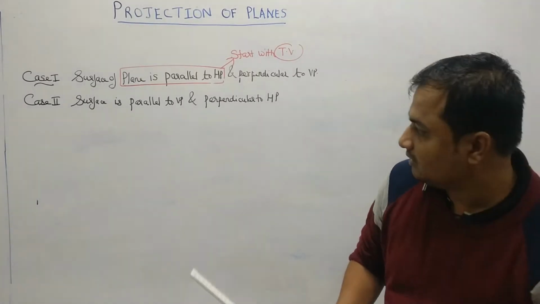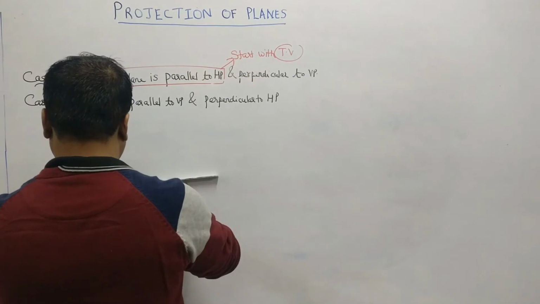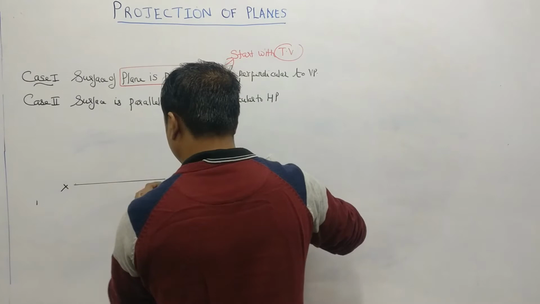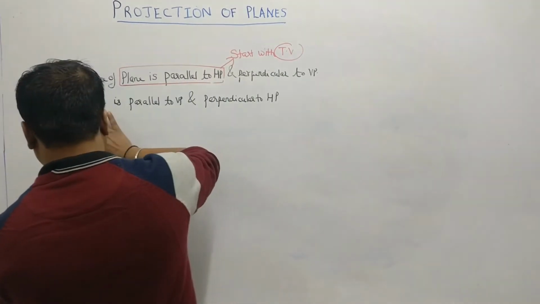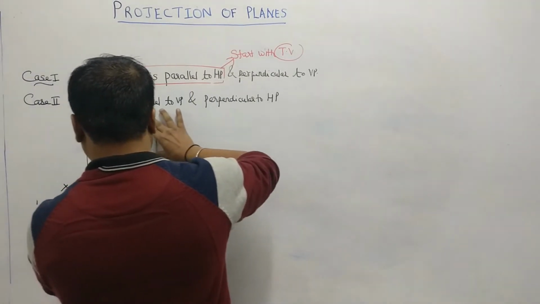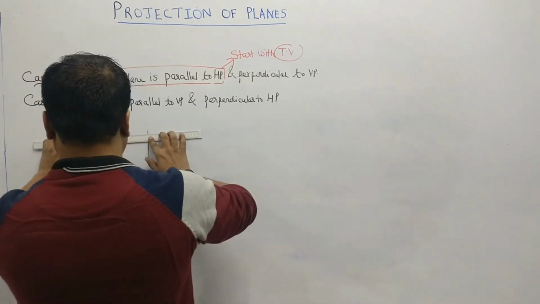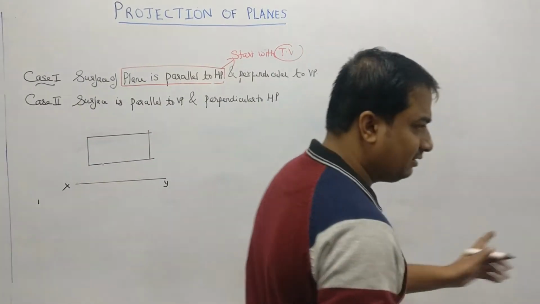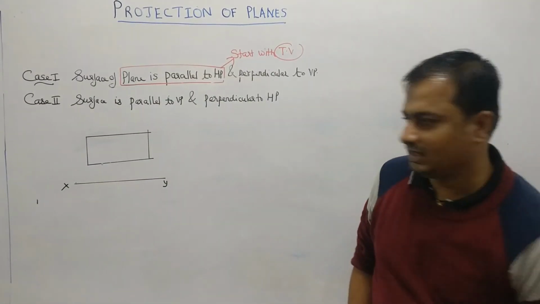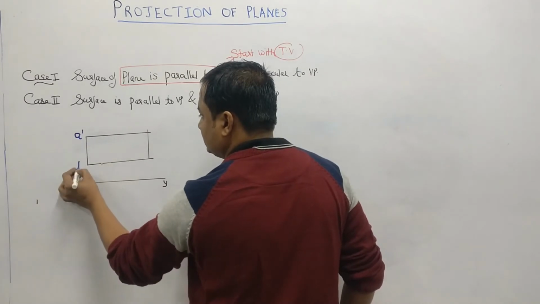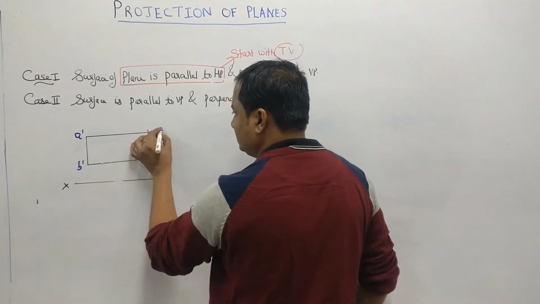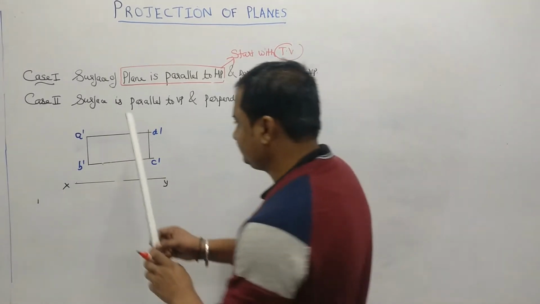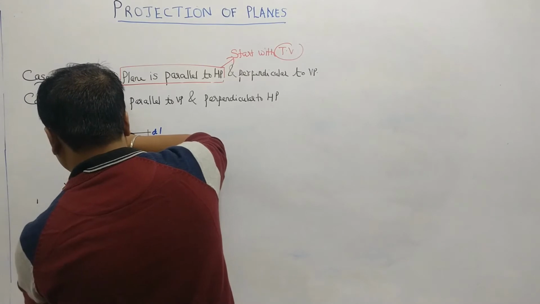In this case, if this is my reference XY, the front view will be the true shape. So the front view will be my rectangle, with the naming: this is A dash, this is B dash, this is C dash, this is D dash, and the top view will be a line with the projectors. This will be the projector.